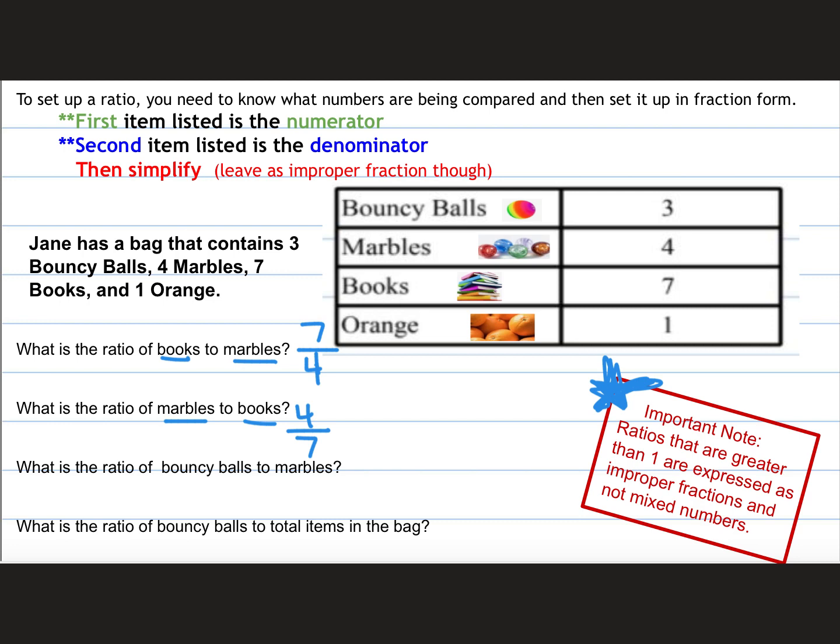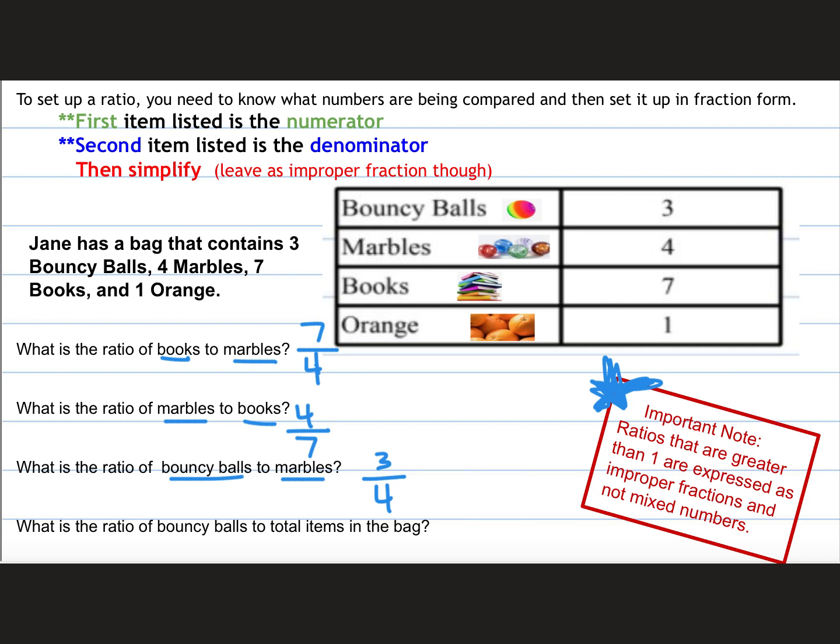What is the ratio of bouncy balls to marbles? So again, looking at the table, bouncy balls is listed first. So that's going to be the top of my fraction. Marbles is listed second. So that means marbles would go on the bottom. Try to simplify, otherwise you leave it as 3/4.